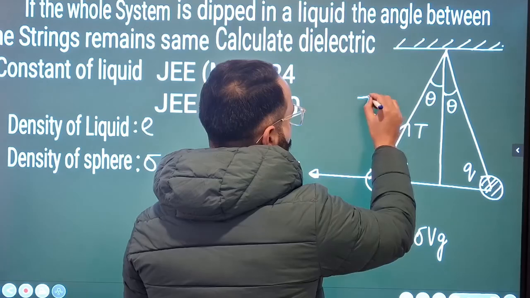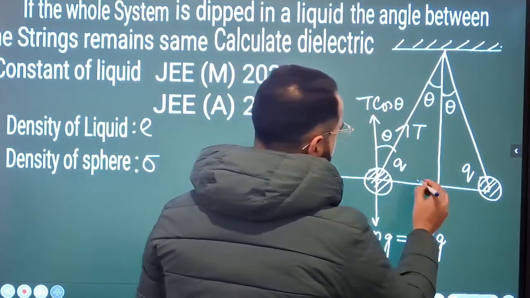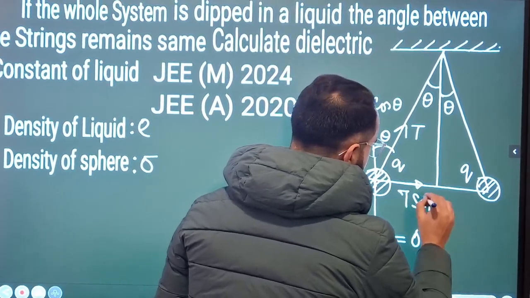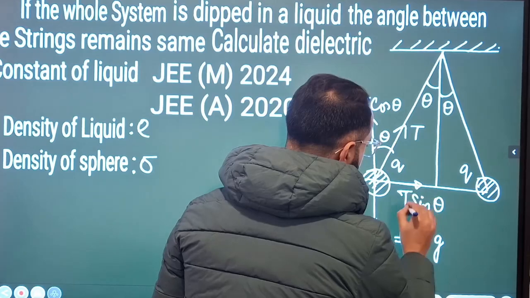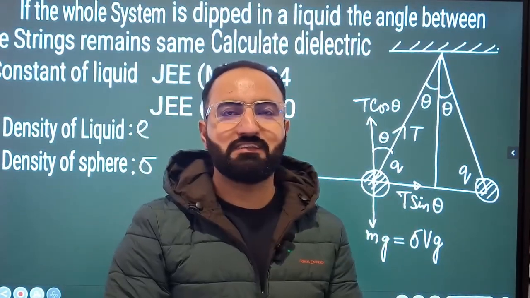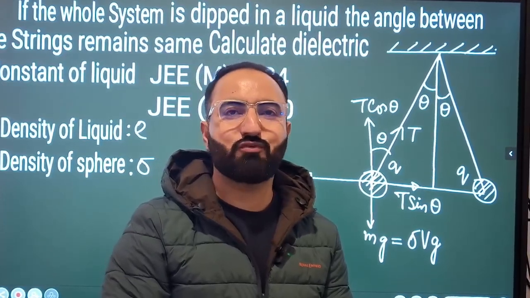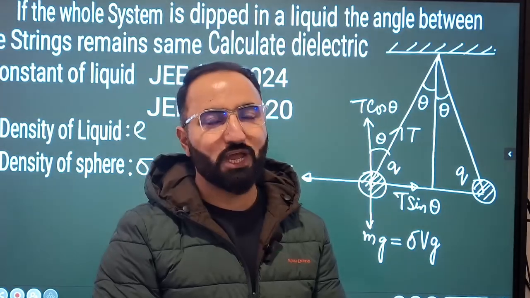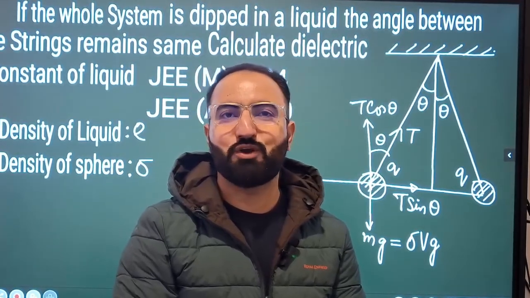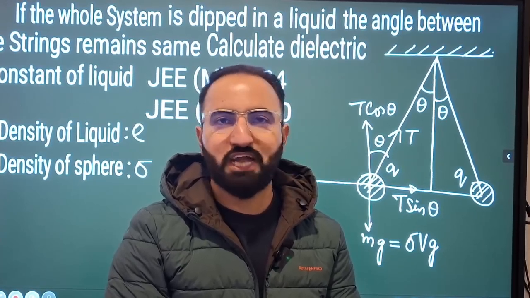Now T can be resolved. So this component will be T cos theta, and this one will be T sine theta. All right, T cos theta and T sine theta. Now see that the particle is perfectly in equilibrium. When it is in equilibrium, the net force on this particle will be equal to 0. So the force towards right will be equal to the force towards left, and the upward force will obviously be equal to the downward force.